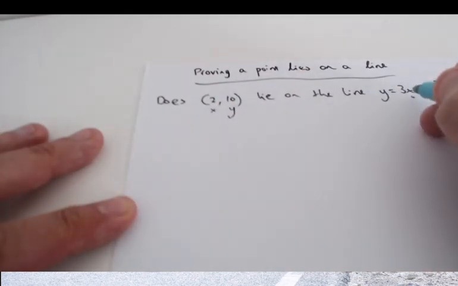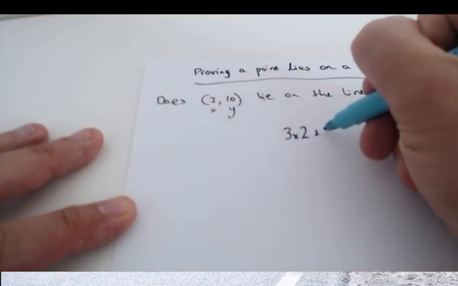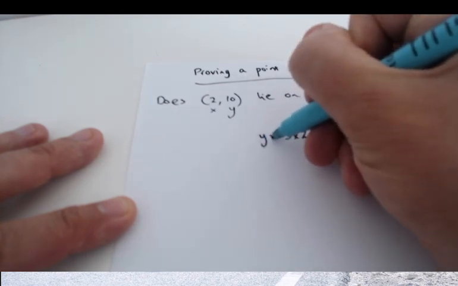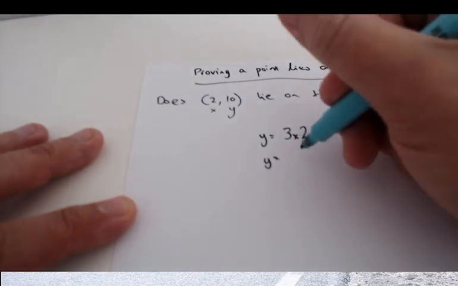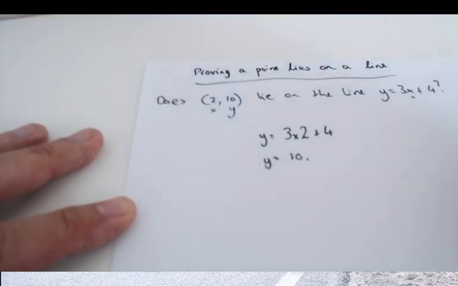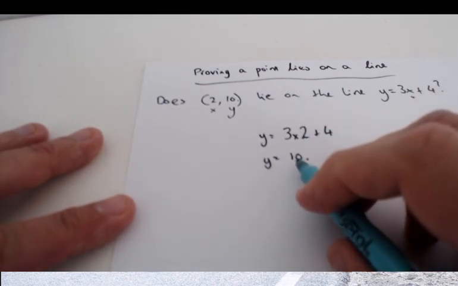So if I substitute 2 in there, I'll get 3 times 2 add 4. So 3 times 2 add 4 is going to equal 10, and that is the same. So yes, this does lie on the line. If I got an answer which wasn't 10, the answer would have been no.